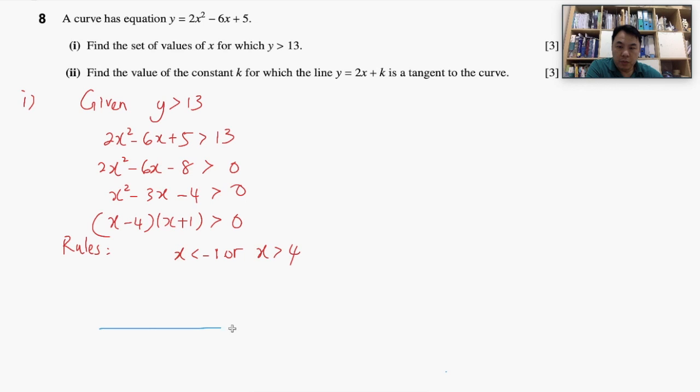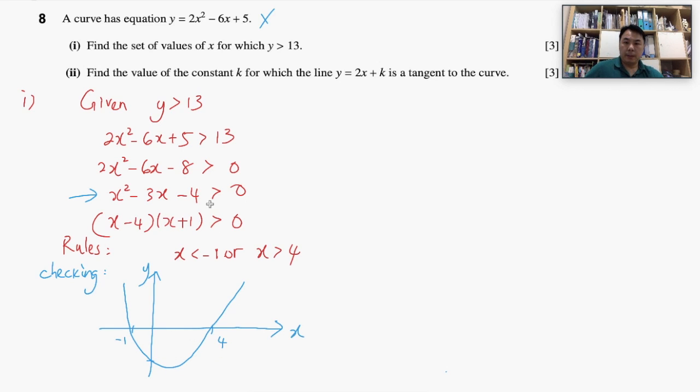By graph, just for checking, if you'd like to check whether your answer is correct, you might want to sketch out the graph in this case. Let's sketch out the graph for this one. It passes through 4 and negative 1. So somewhere here, 4, and then recognize whether it's concave or convex. In this case, it's a convex curve. And then it passes through somewhere like negative 4.